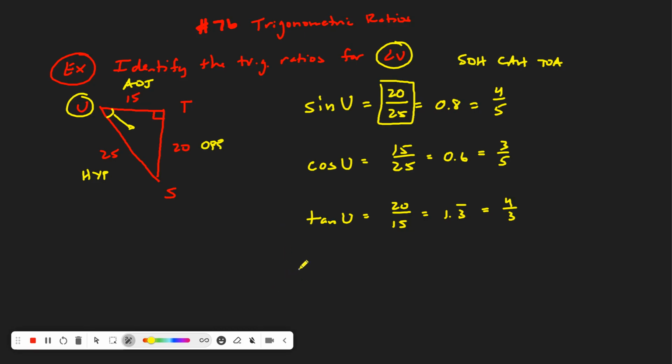Okay. Now notice here, I never typed sine, cosine, or tangent into the calculator. Never did that. So understand when it says identify the trig ratios, you're just finding the fraction or the decimal version of that fraction. Now let's get into actually using the calculator. All right. Example 2 here.